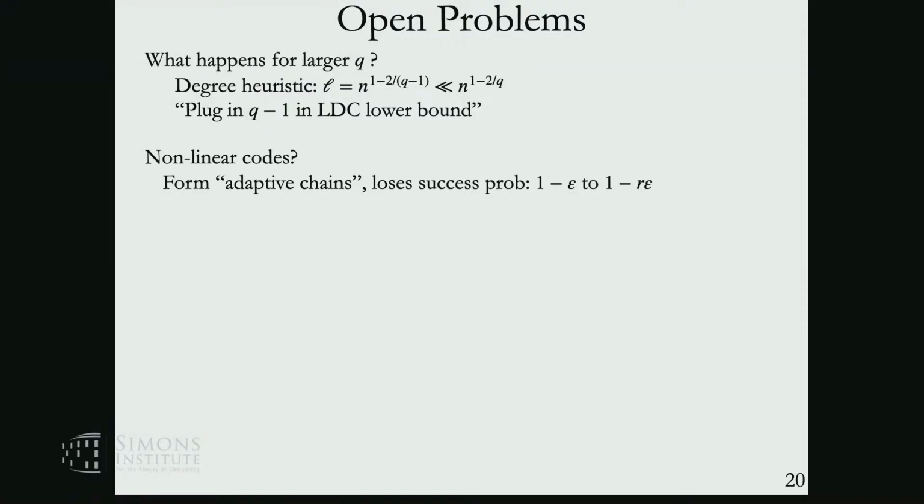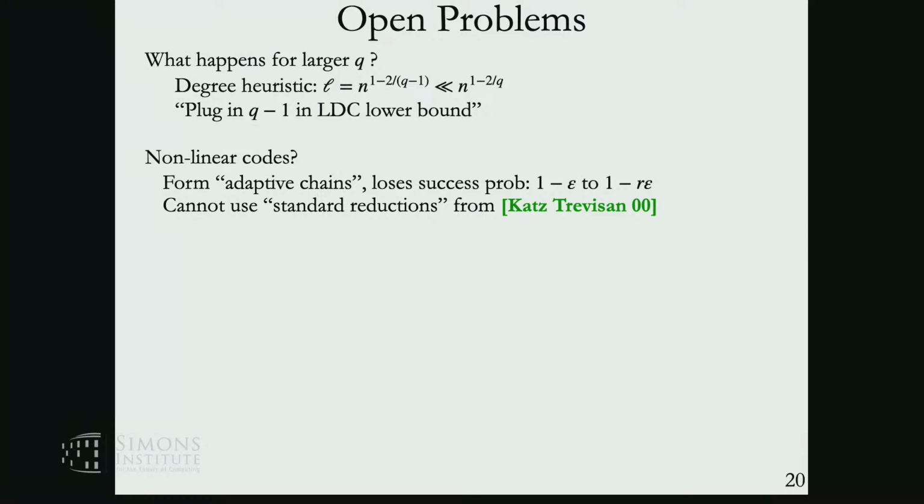There's an annoying thing where it loses the success probability. It'll go from 1 minus epsilon to 1 minus r epsilon. So this prevents us from taking very long chains. Another thing is we can't actually use standard reductions to get to nonlinear codes with this chain strategy. We really need to form the chains first.